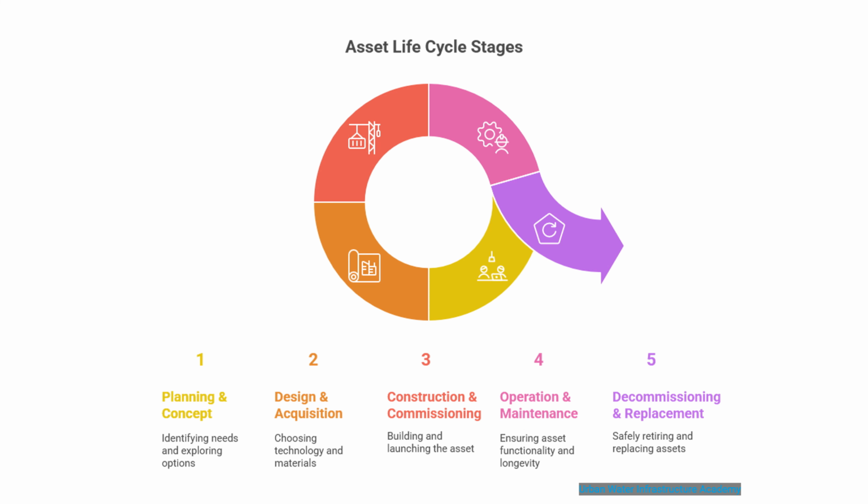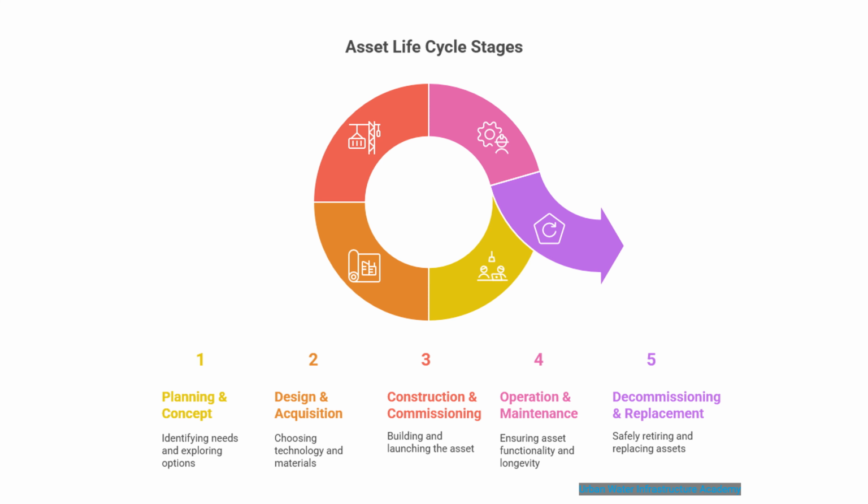Life cycle stages. Let's break down an asset journey into the main stages and why each is so critical. Planning and concept. Here we identify needs and explore options. Imagine designing a water supply for a growing suburb. Missing key factors now can ripple into a big problem later. Design and acquisition. This next phase is about choosing the right technology and materials, like deciding between traditional pipe sizes or newer composite materials that might cost more upfront but last longer. Construction and commissioning. Building and launching the asset require quality and timing. A rush job can cause defects and costly delays.